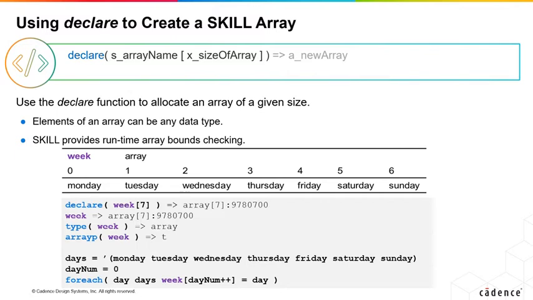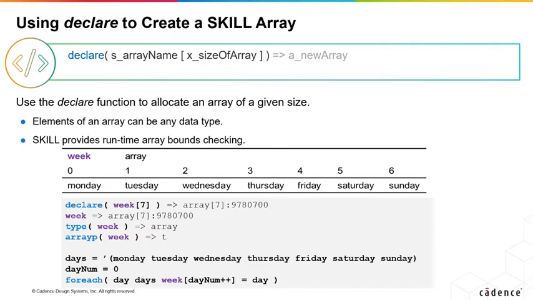Skill provides us a way to create and use arrays. The elements of an array can be of any data type, and in addition, Skill will provide us runtime array bound checking in case we try to access an element outside of the bounds of the array. We then use the declare function to allocate an array of a given size. So in the example here, we'll declare an array called week and give it 7 slots. Now it's actually 0 through 6. It starts with 0. If we do a type check on week, we see it's an array, and there's an arrayp predicate function which will tell us if week is in fact an array or not.